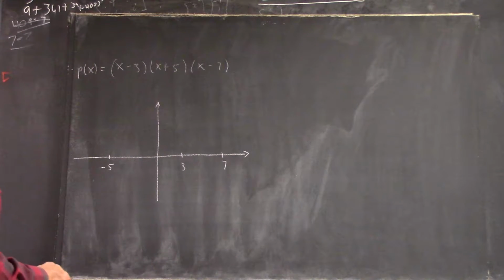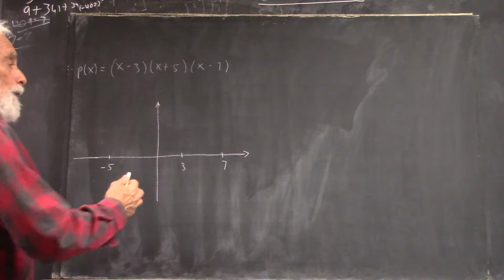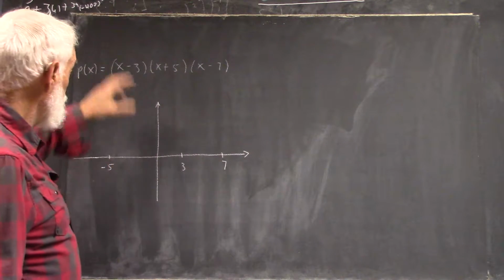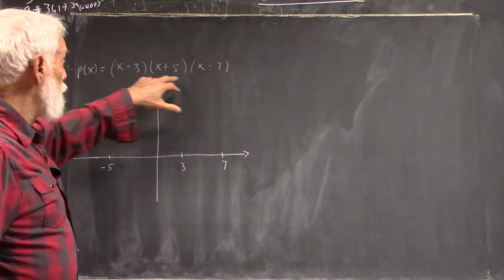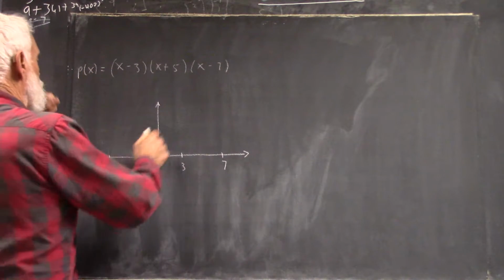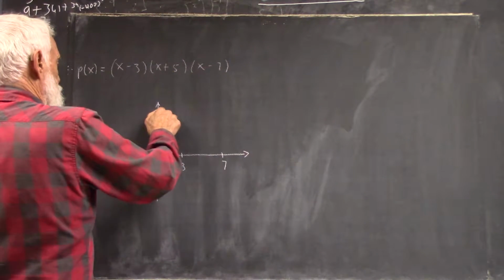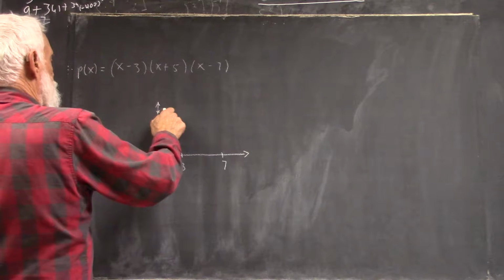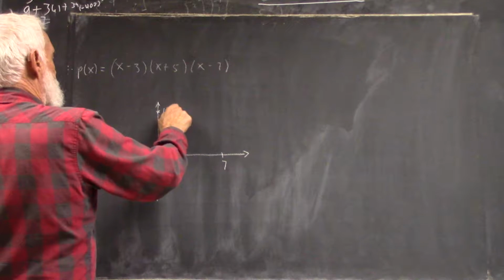Okay. So we have zeros here. We have a y-intercept that's easy to calculate. Let x equal 0. 3 times 5 is 15. 15 times 7 is 105. And you got 2 negatives and a positive, so it's going to be positive. So we have 105 here.